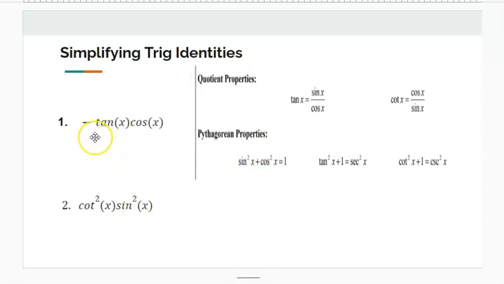So here are two examples of these types of questions. I got negative tan x cosine x, and I got cotangent squared x times sine squared x. So both questions can be simplified. You can simplify them down to one trig function, right? This is two things, this is two things. So how do you do that?